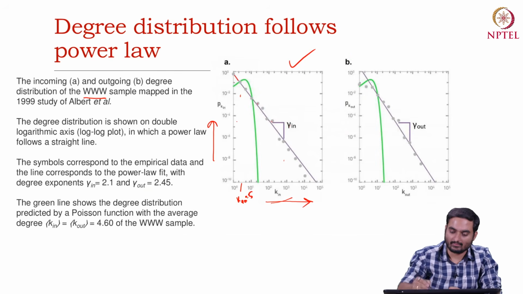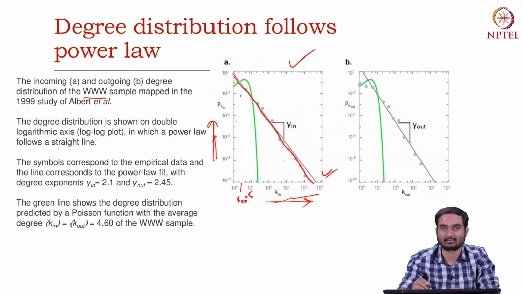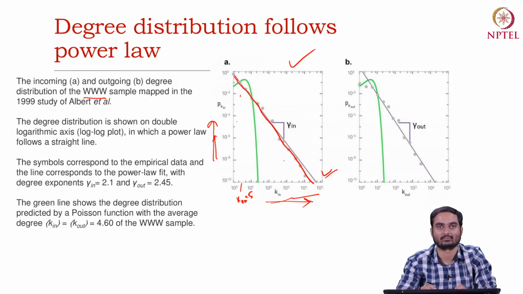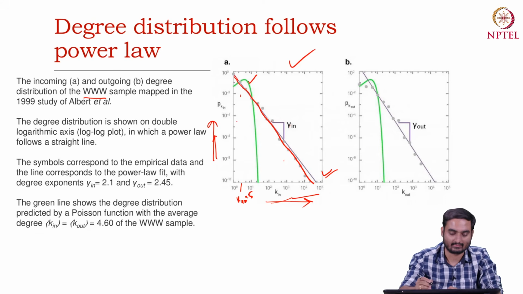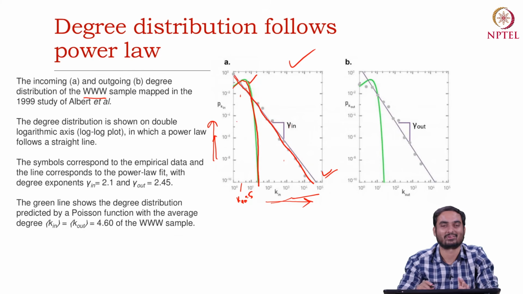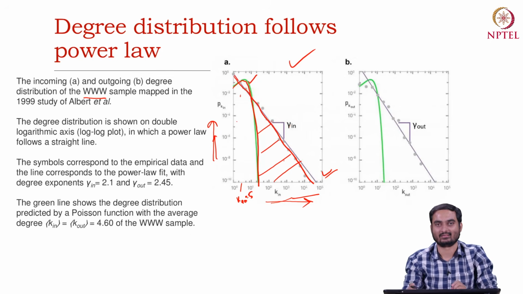Okay. So in this plot, you see that both x axis and y axis are in log scale, and if you fit a line, you see that this line best fits all the data points. What is this green line indicating? This green line indicates the degree distribution, the best fit of a Poisson function. If you take a Poisson function, then it looks like this. Now you see that this is a worse fit, right? Of course, it is not the worst fit, but it is not as good as the power law, because you see a lot of distance, a lot of noise from the points.